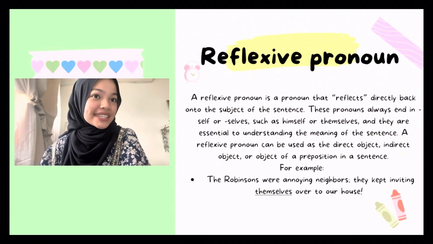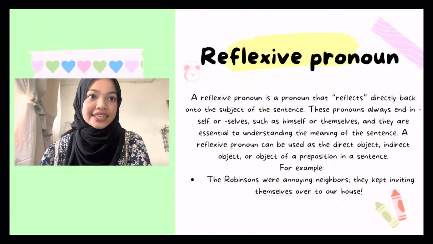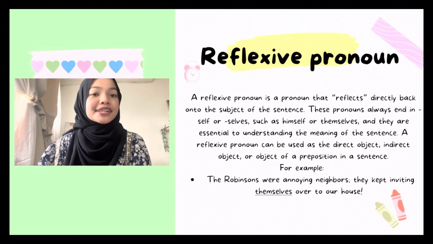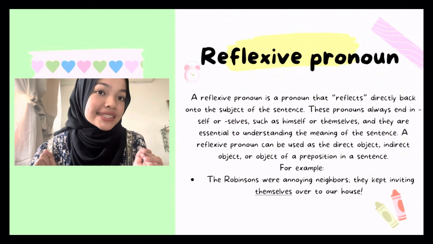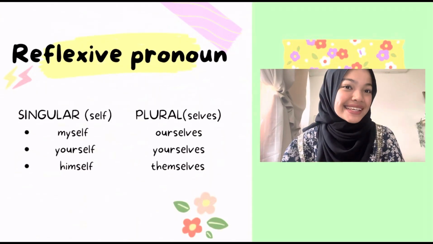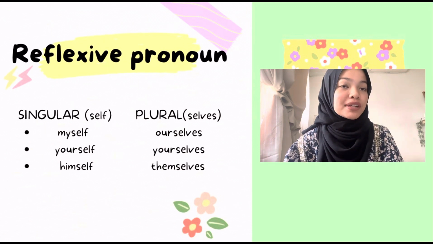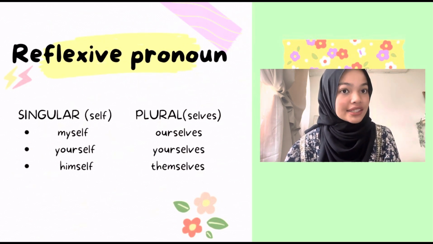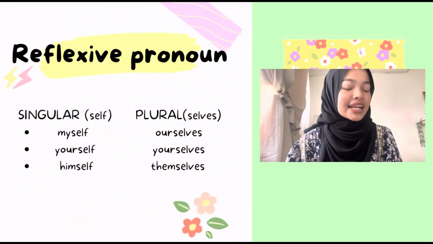For example, the Robinsons were annoying neighbors. They keep inviting themselves over to our house. So, themselves in this sentence is a reflexive pronoun, but in plural. As you can see on the slide are the examples of reflexive pronouns for singular and plural. For the singular, we have myself, yourself, and himself. For the plural, we have ourselves, yourselves, and themselves.